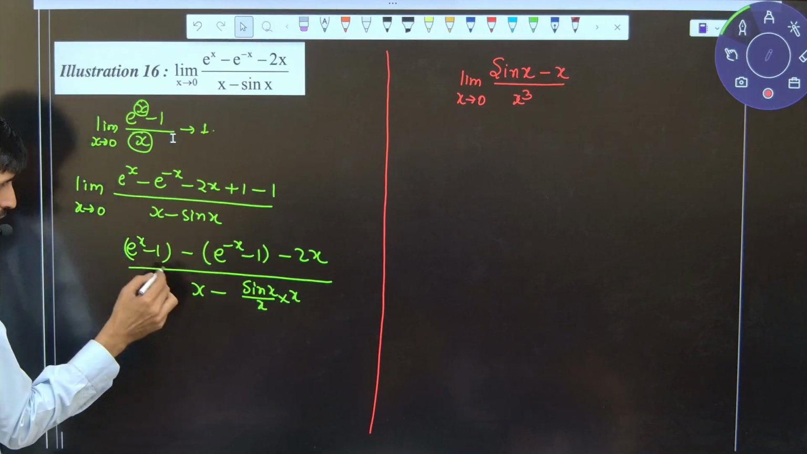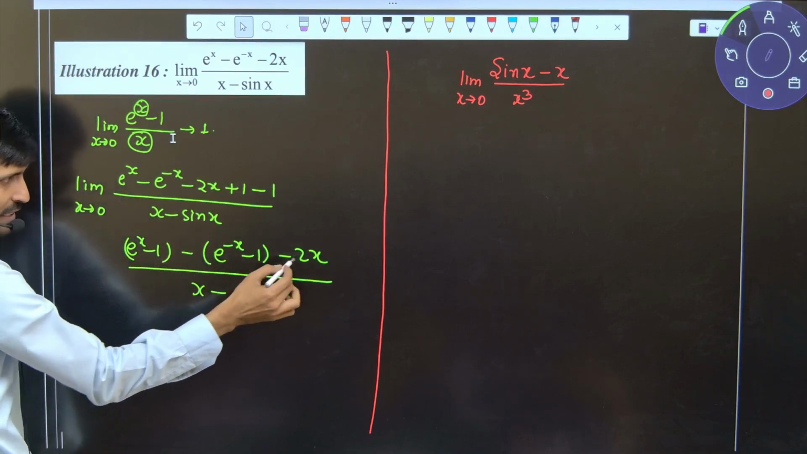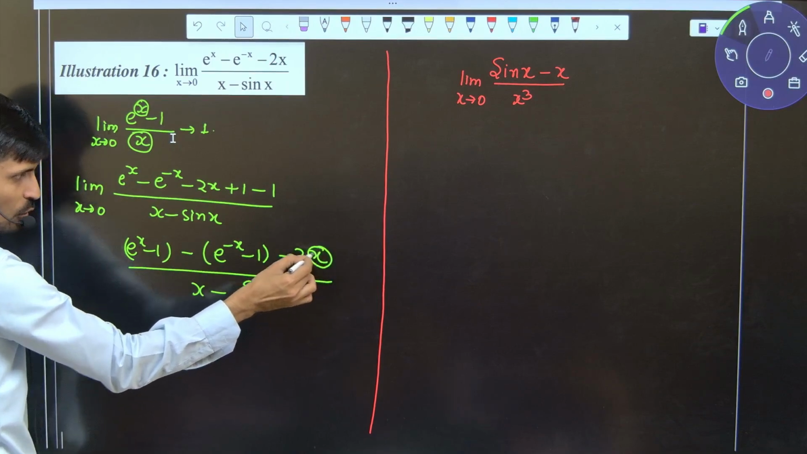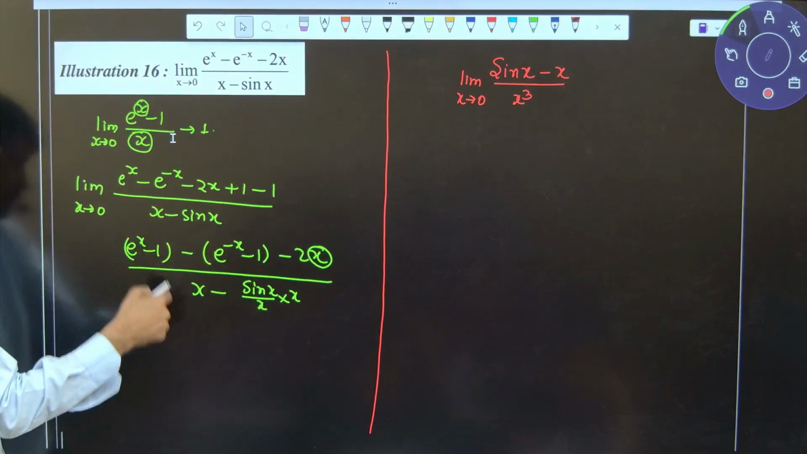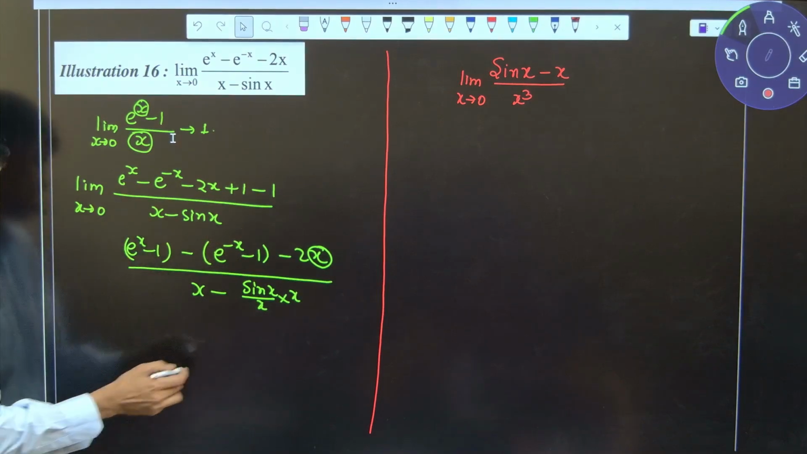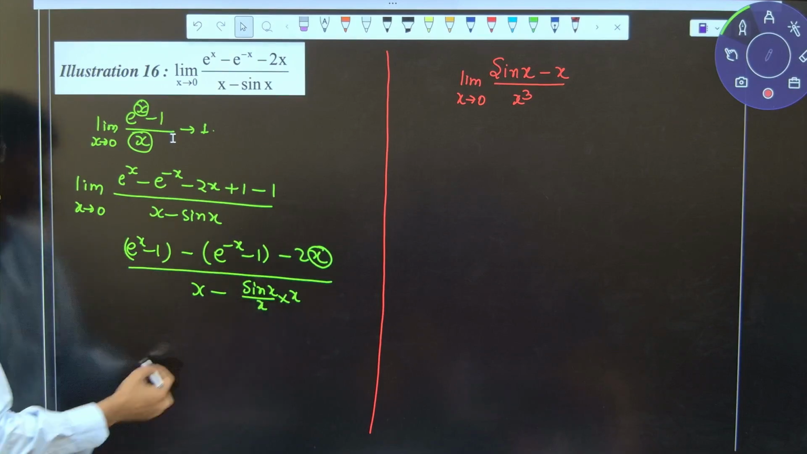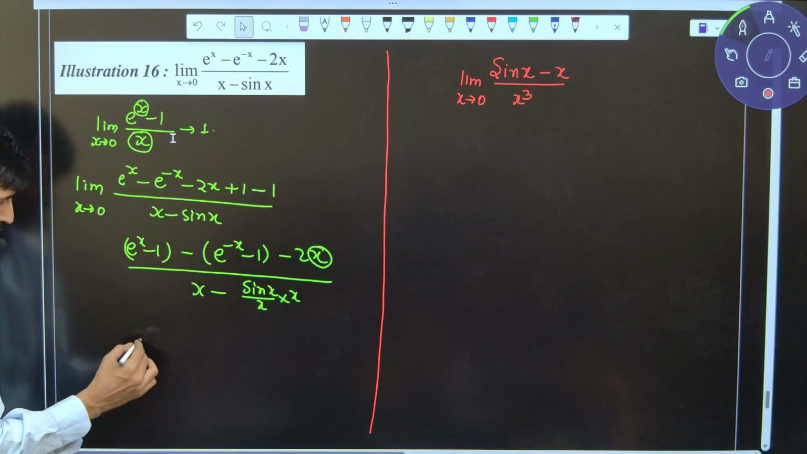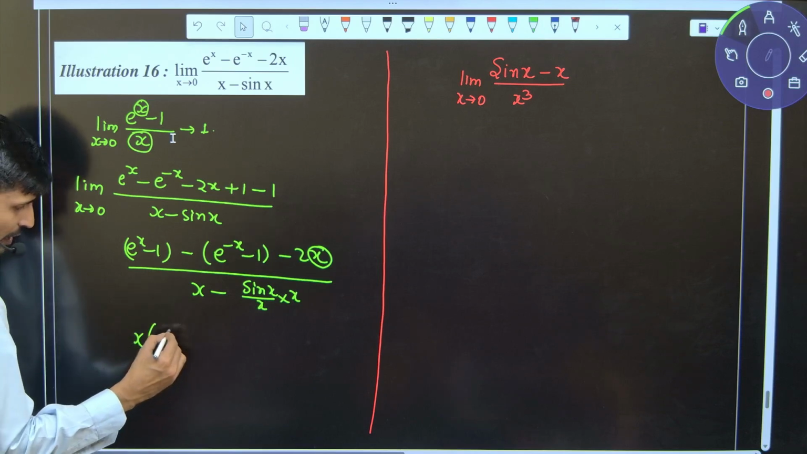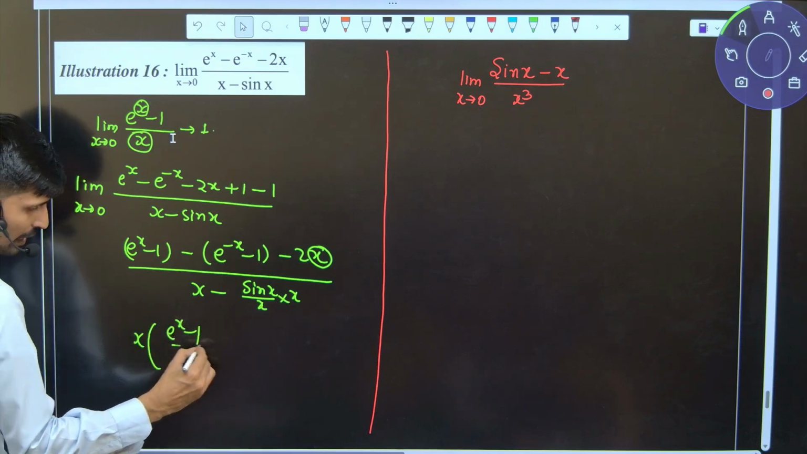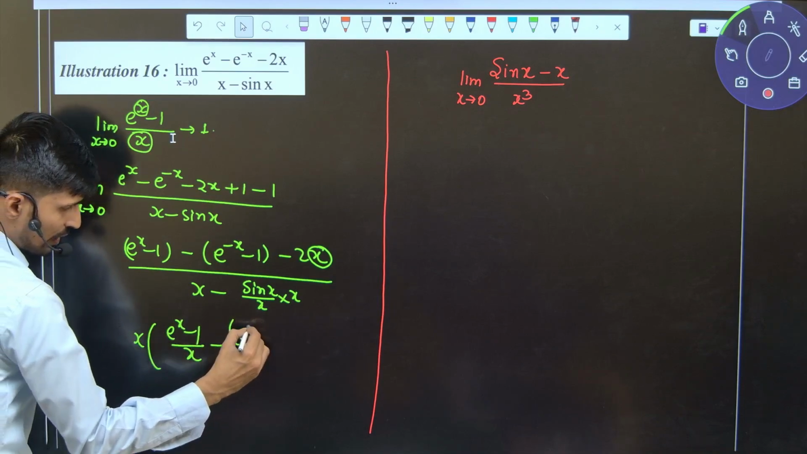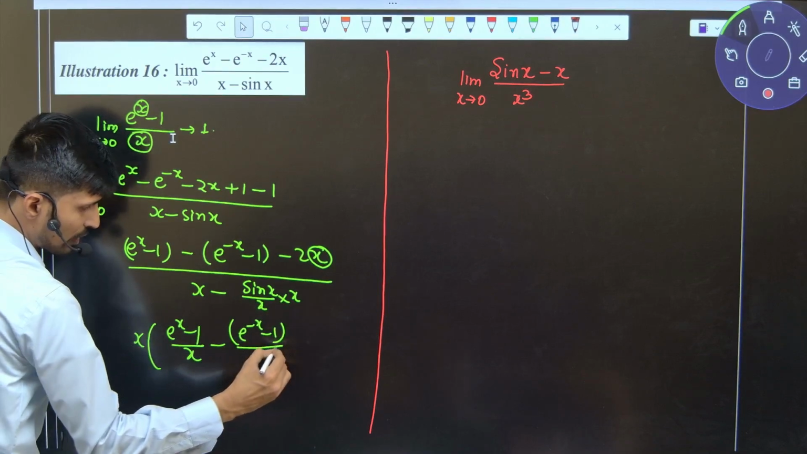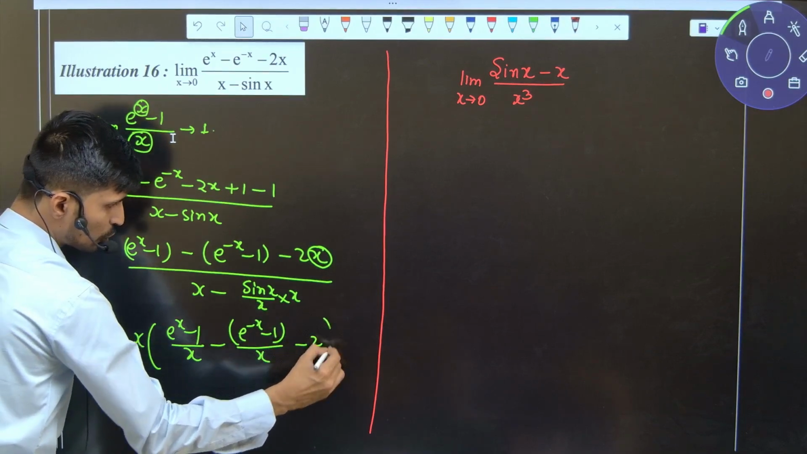So we can do one thing: to create x here, and to create minus x here, we can simply take x common. Then the denominator x will be generated. Or you can multiply and divide by x also, both are possible. Like here I multiply and divide by x. But I have a better idea, to take x common. I will take x common, and this will become e raised to x minus 1 by x, as you are seeing here. And e raised to minus x minus 1 by x minus 2 it will become.